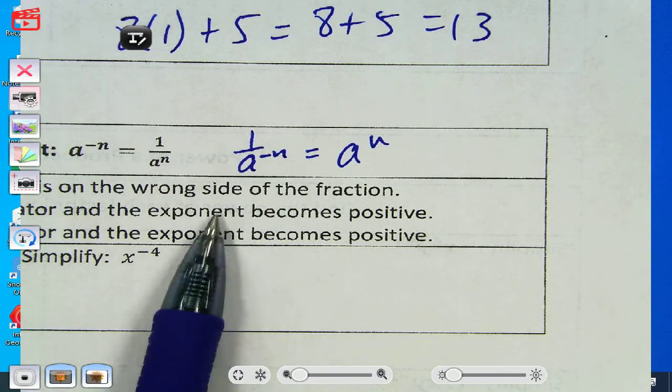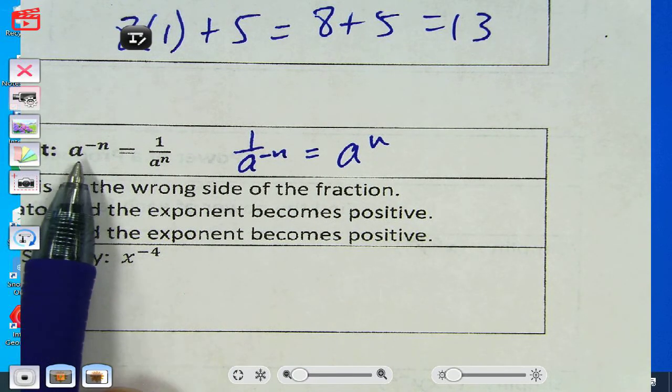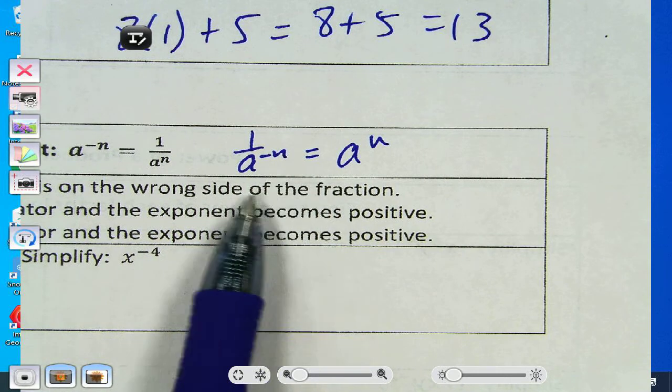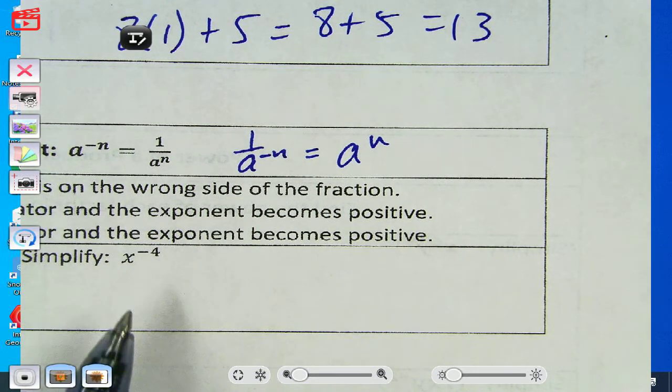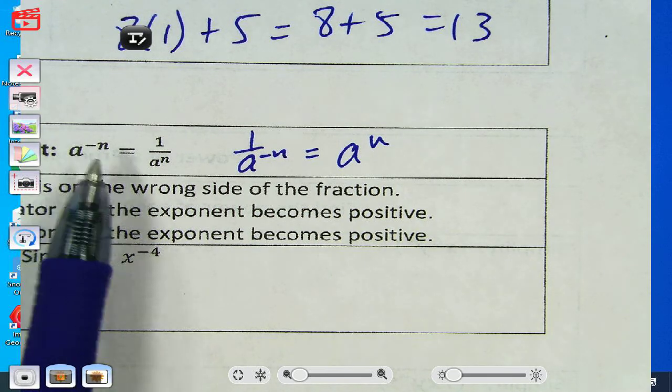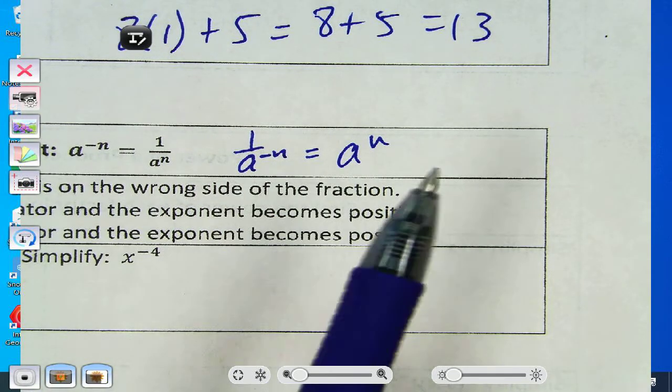Sorry. When I say change where you are, I mean from numerator to denominator, or from denominator to numerator. Okay? That's what I mean by change position. Change either from the numerator to denominator or denominator to numerator.